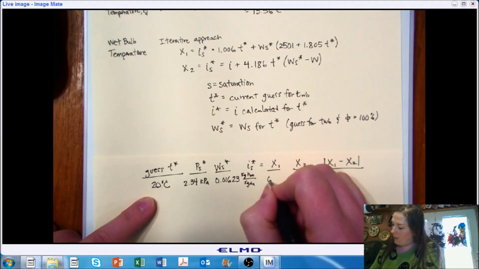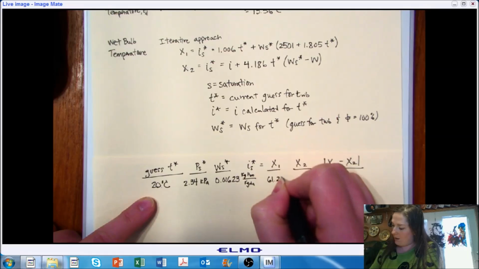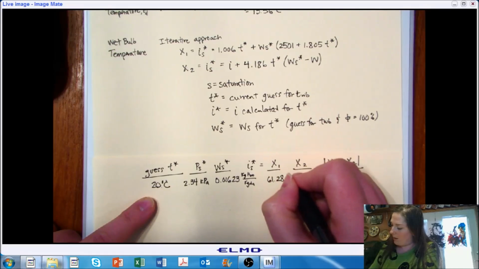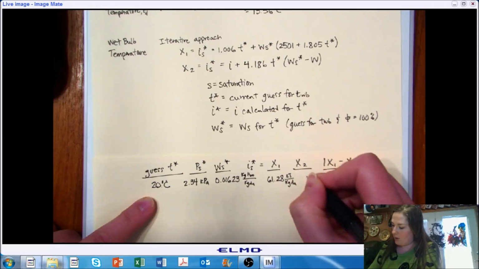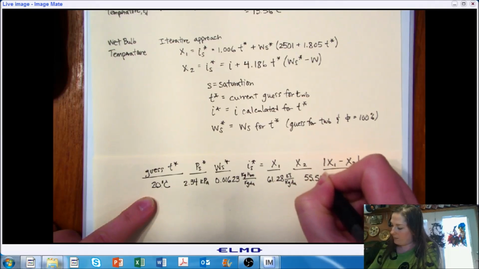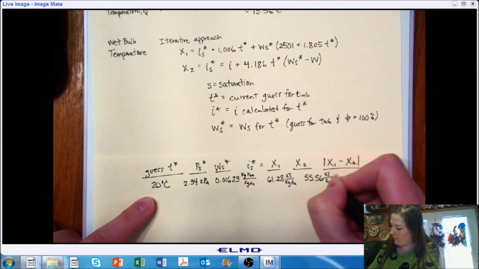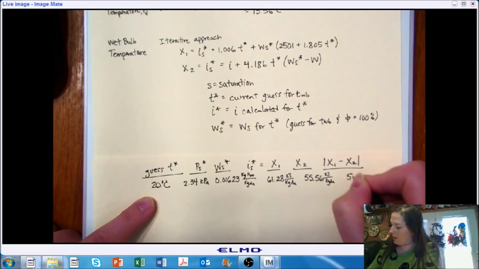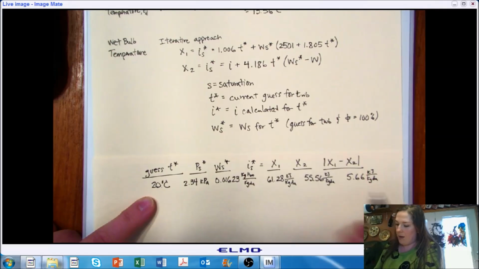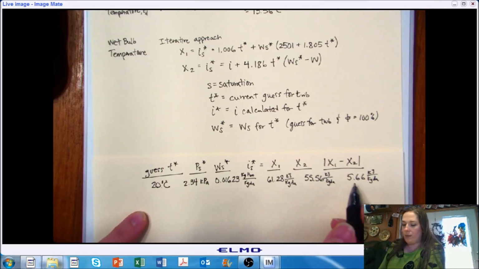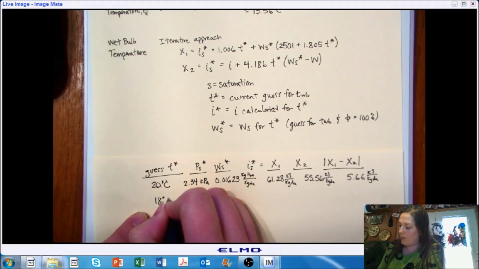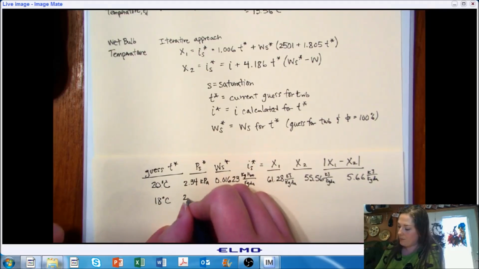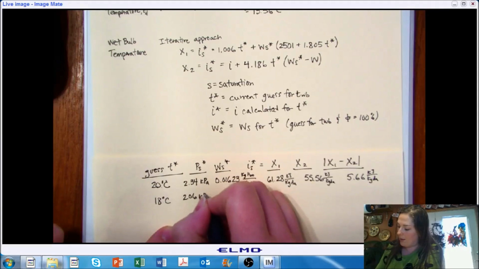And then we get our calculation for enthalpy by each equation. And then we get our difference. And we'll say that's not good enough, so let's do another guess. And we're going to guess 18 degrees Celsius. Run through the same equations again, or same calculations again.